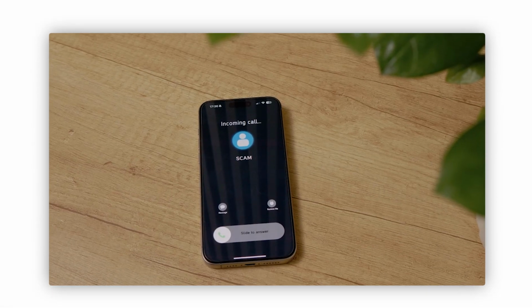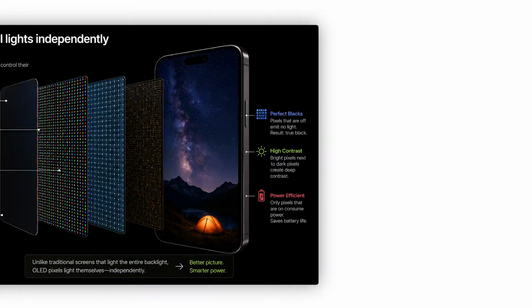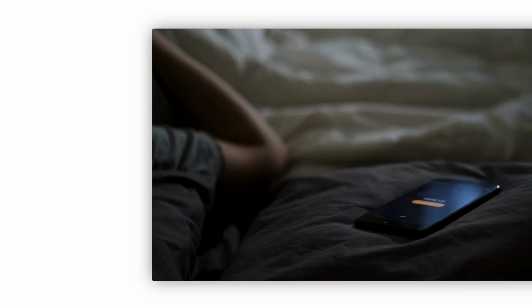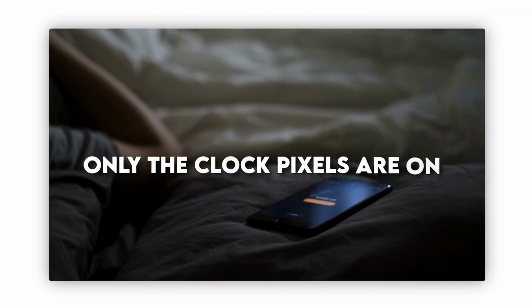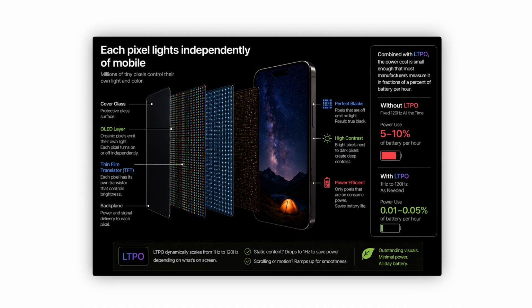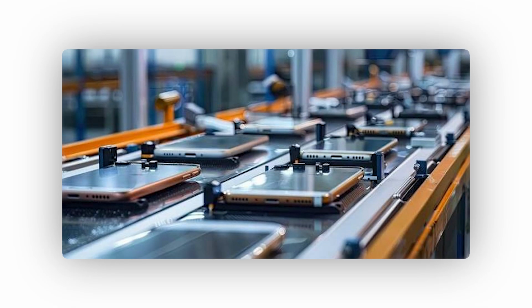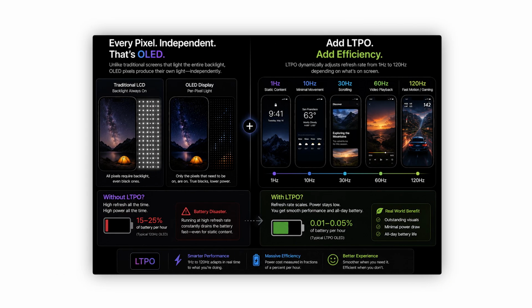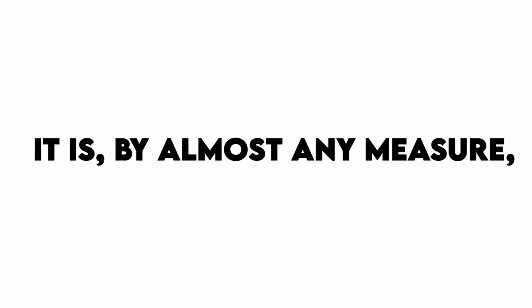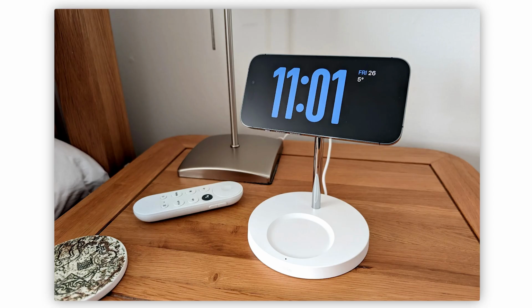The reason this doesn't destroy your battery is OLED, because each pixel lights independently. Showing a white clock on a black screen means only the clock pixels are on, everything else is off. Combined with LTPO, the power cost is small enough that most manufacturers measure it in fractions of a percent of battery per hour. It is, by almost any measure, a very efficient way to display a clock.